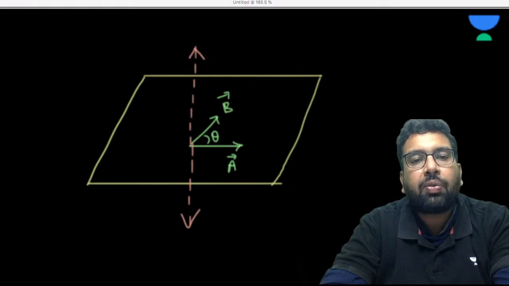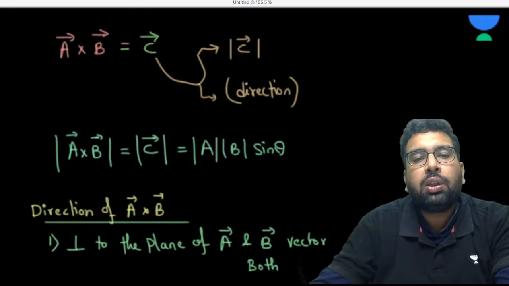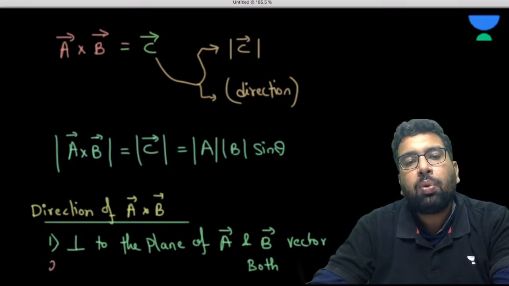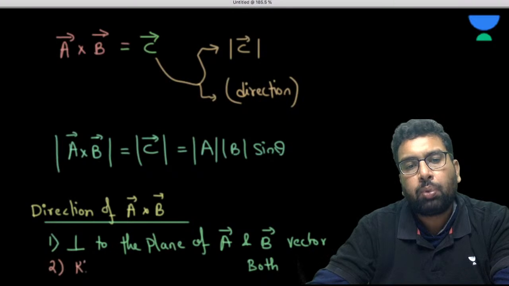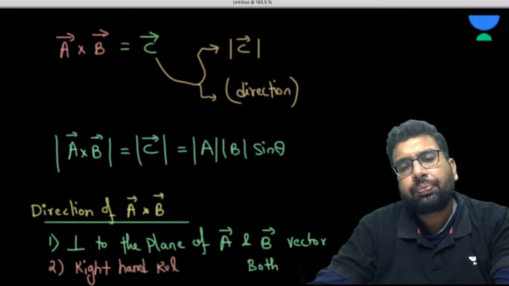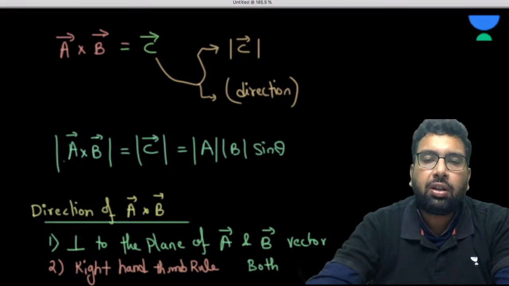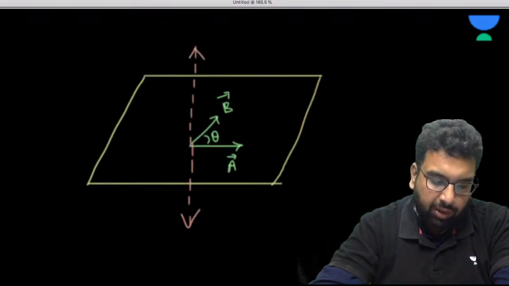For that, beta, we have to use the right hand thumb rule or the screw rule. There is one more rule, the screw rule also. Let me tell you with the right hand thumb rule. Very, very simple. You will be able to understand this. So see, to get the direction, you have to have two pieces of information.